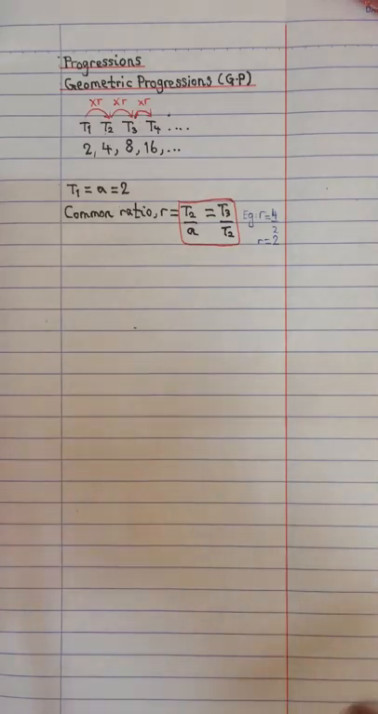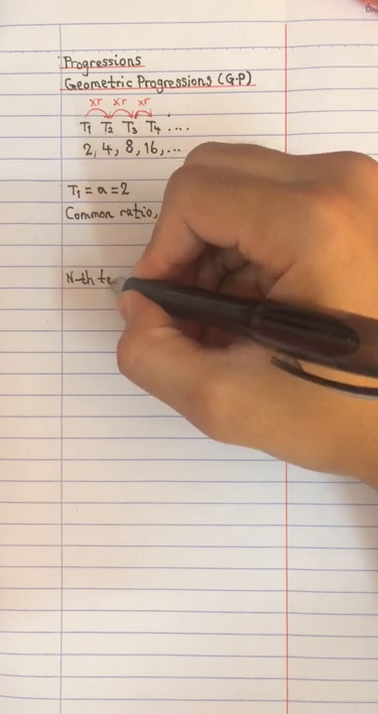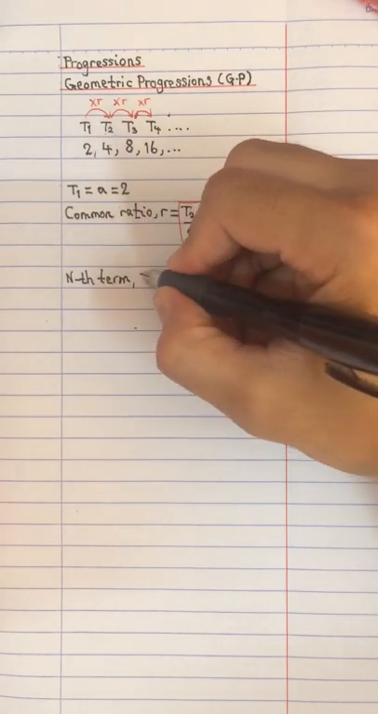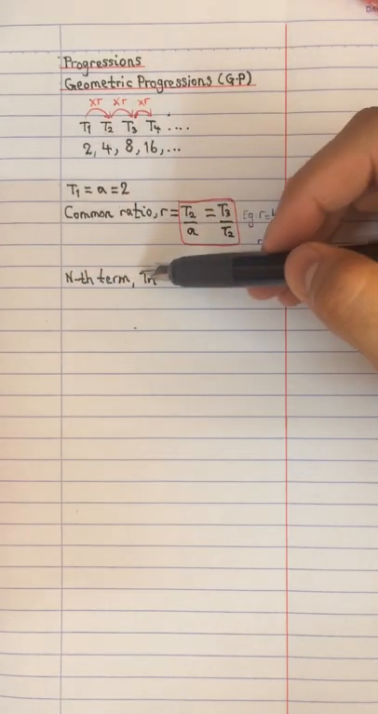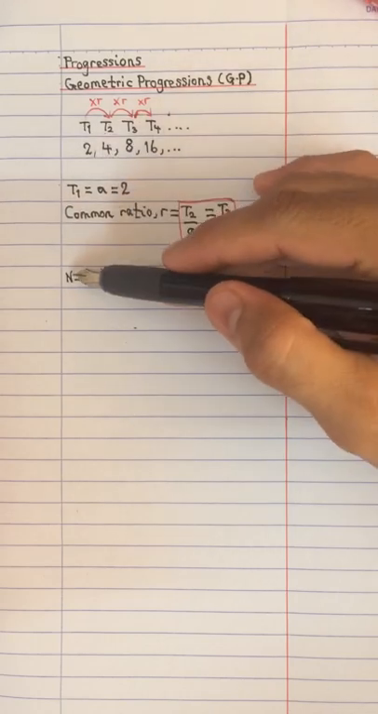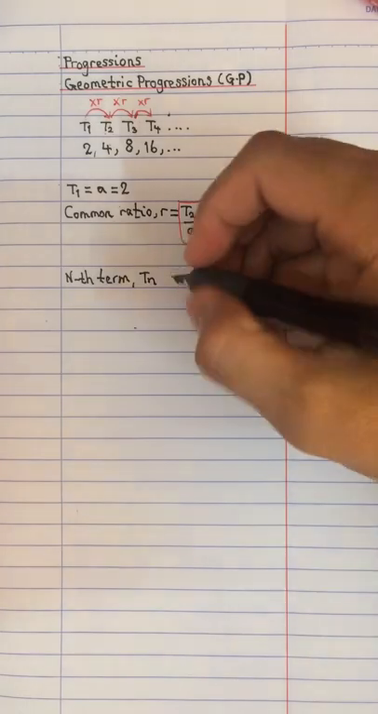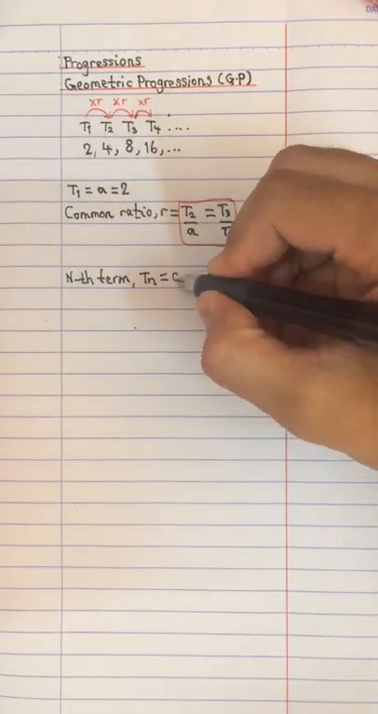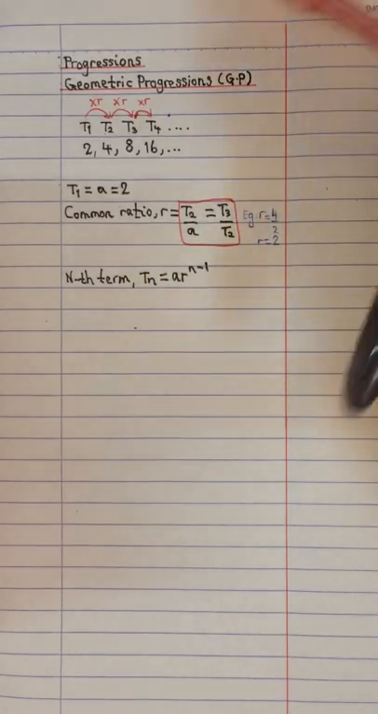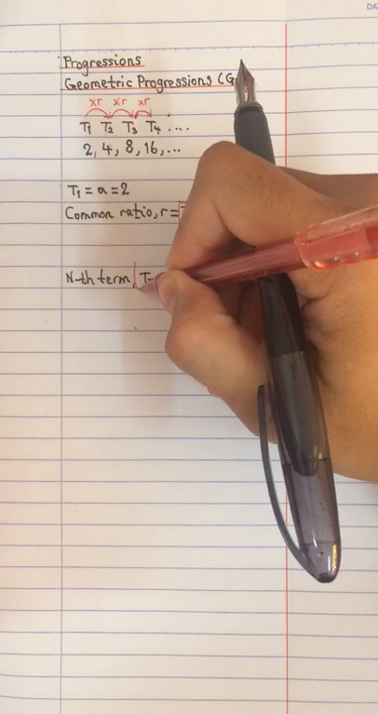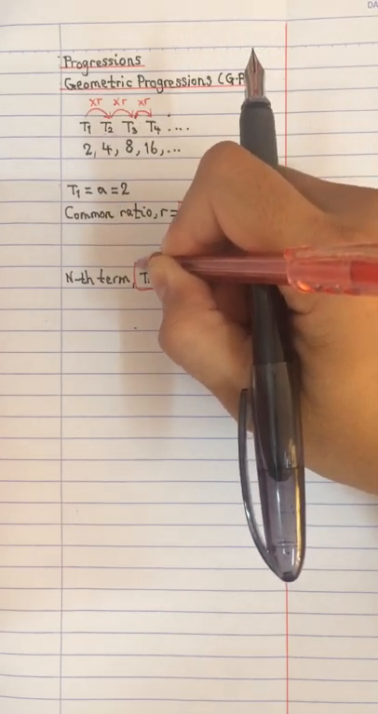Moving to the nth term, Tn. If you want to find the first term, you substitute n equals 1. If you want to find the second term, you substitute n equals 2. In geometric progression, the nth term formula is given by a r to the power of n minus 1. This formula is also given in the formula list. If you memorize it, then it's good, but if you don't, you can always refer to the formula list.